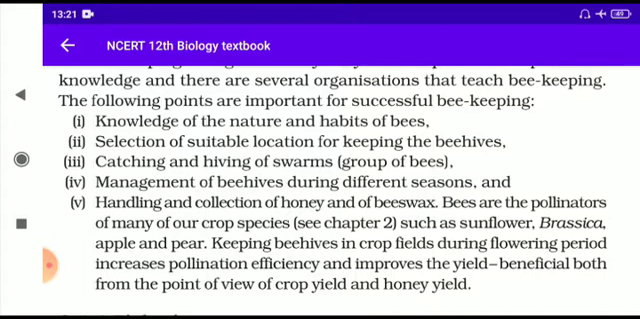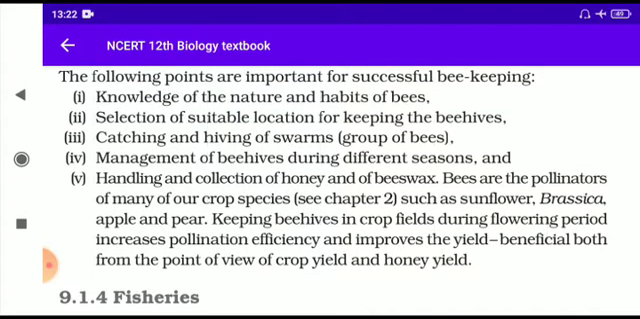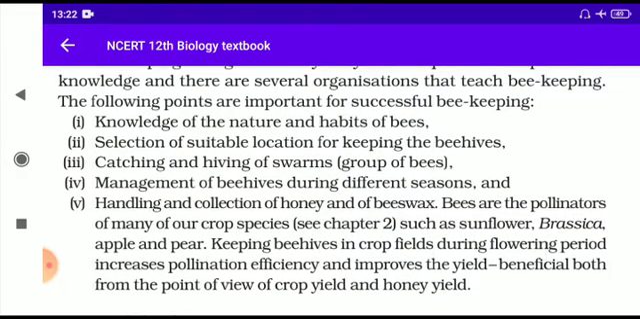Bees are the pollinators of many of our crop species such as sunflowers, brassica, apple and pear. So dear students, you know all about the pollination process. Pollination is carried out by pollinators. Insects are pollinating agents which carry pollen grains from one flower to another flower. Bees are excellent pollinators because the abdominal part or the appendages of bees carry pollen grains, and when bees move from one flower to another for collection of nectar or pollen, the body parts attached with pollen grains transfer them from one flower to another for pollination.